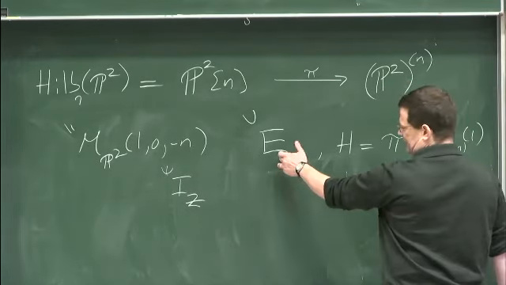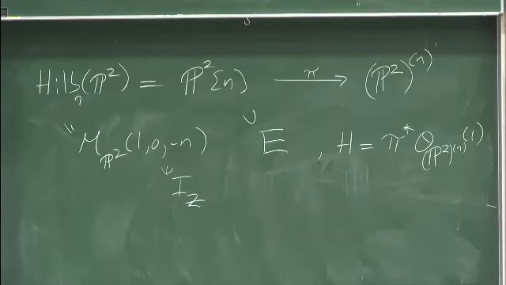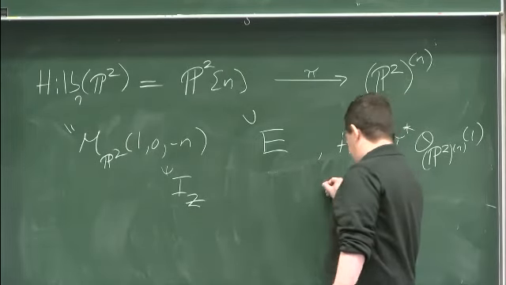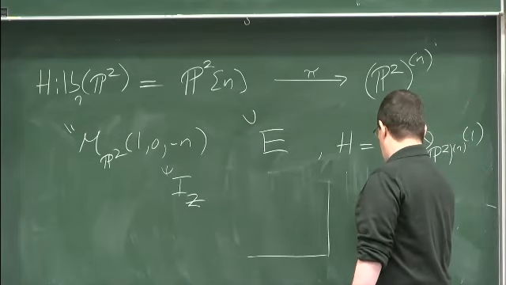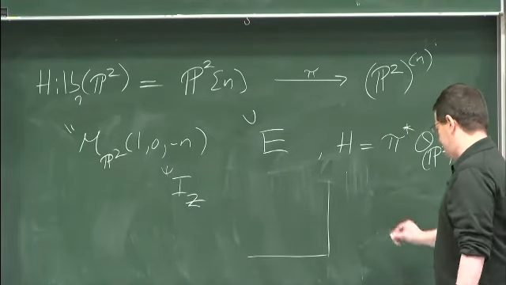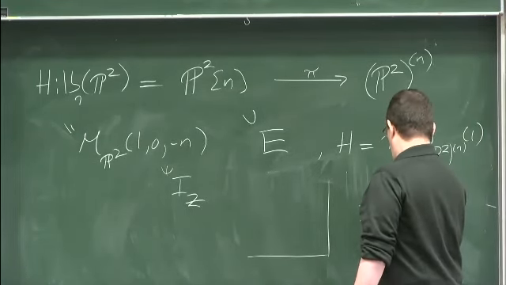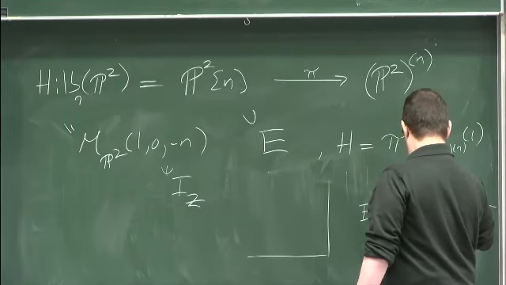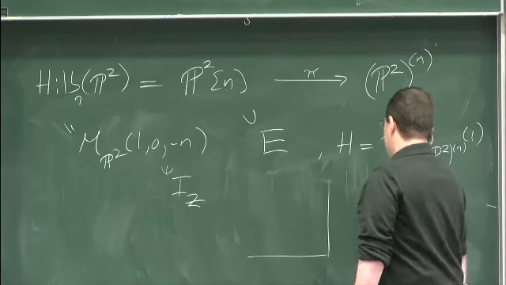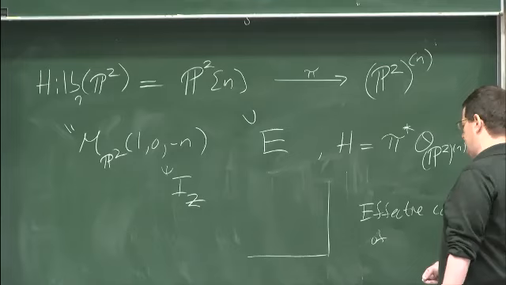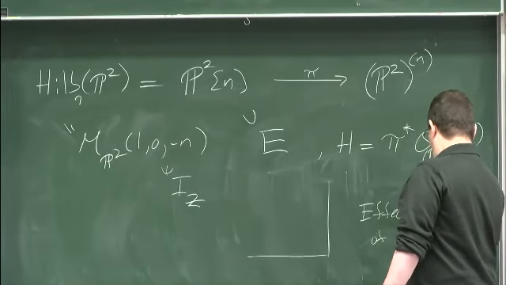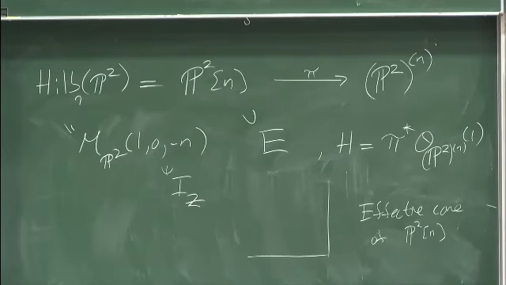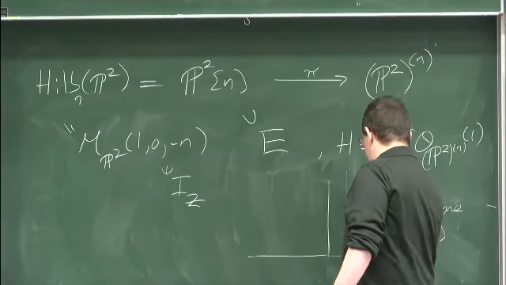I think E is divisible by 2. That's not going to matter to me much. But these generate the Picard group over Q, and so I can draw my picture of the effective cone, the cone of effective divisors on the Hilbert scheme. So this is in the E and the H direction.